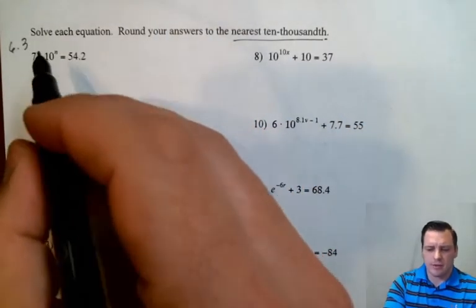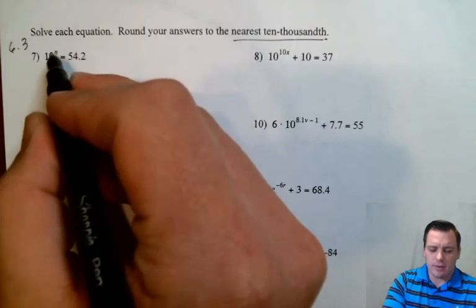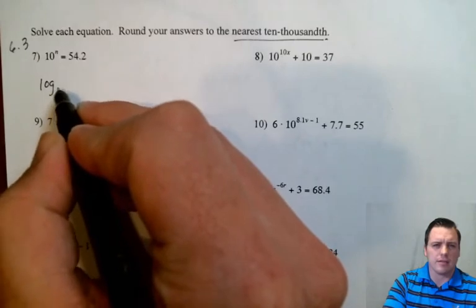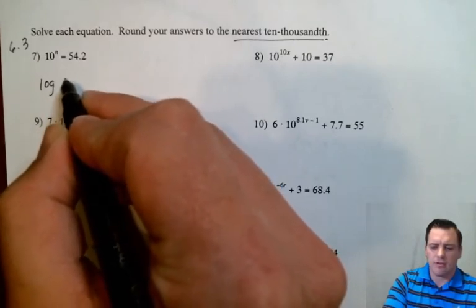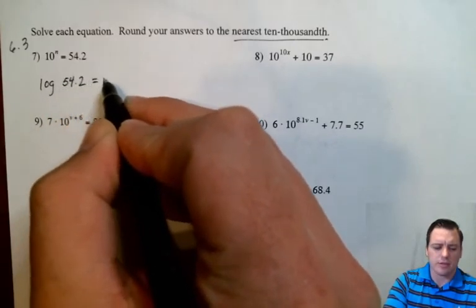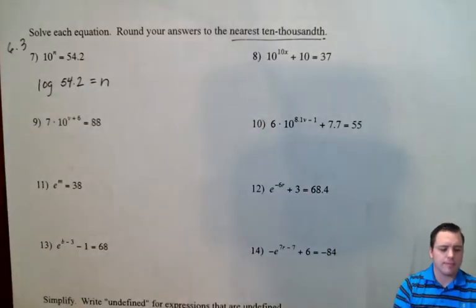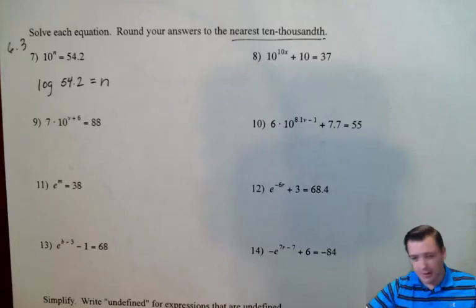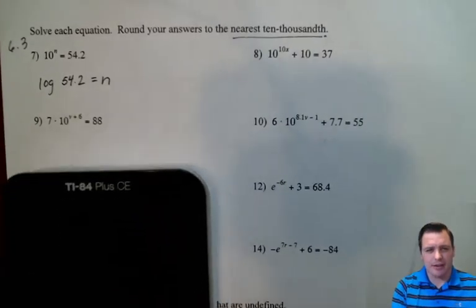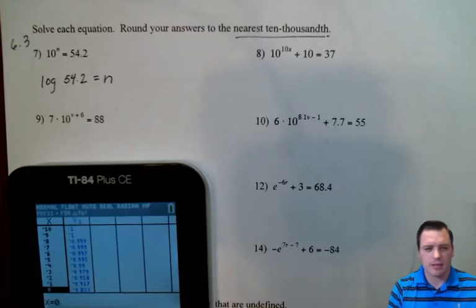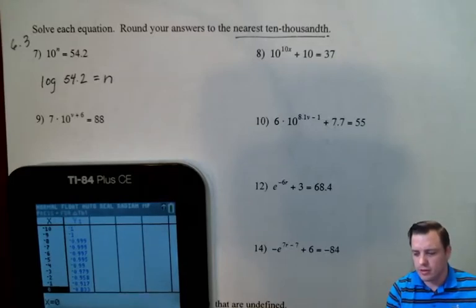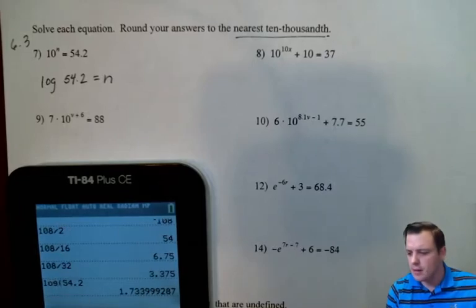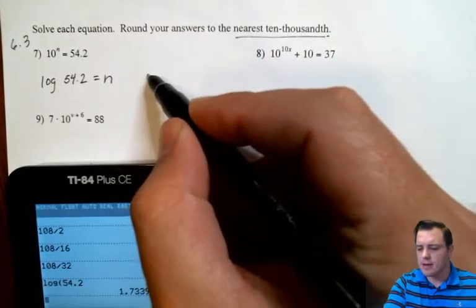So this is 6.3 right here, and then 6.2 will be the 4 problems on the back. All right, so 6.3 here. So here we are saying log, and again, this is where we could write log base 10, or we can just say log of 54.2 is equal to n. Then from here, guys, you got to have a calculator here because nobody knows 10 to the what power is 54.2. So then we just say log 54.2. And that would be 1.734.